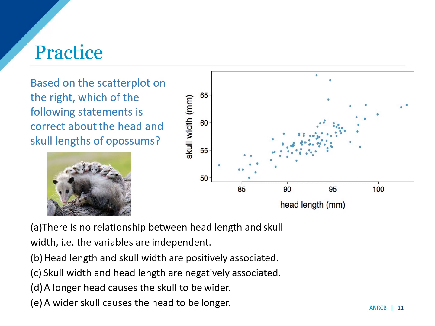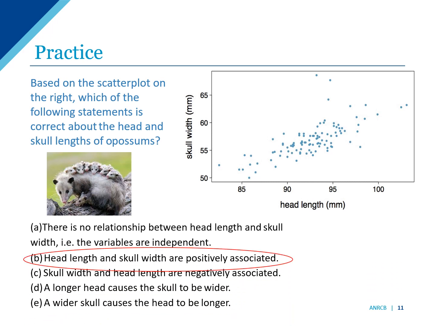Looking at the scatter plot, would you say that A, there is no relationship between head length and skull width, that is, the variables are independent? B, head length and skull width are positively associated? C, head length and skull width are negatively associated? D, a longer head causes the skull to be wider? Or E, a wider skull causes the head to be longer?